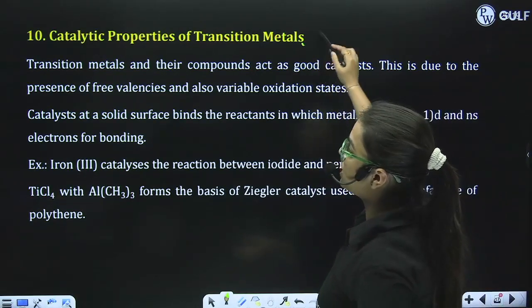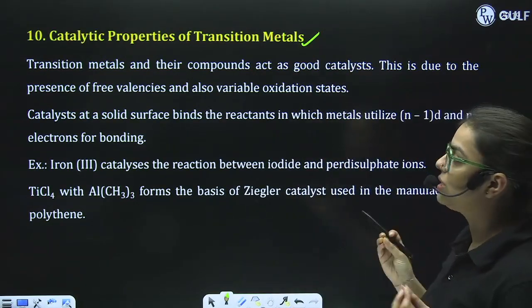They can show catalytic properties also. Transition metals and their compounds act as good catalysts, students.